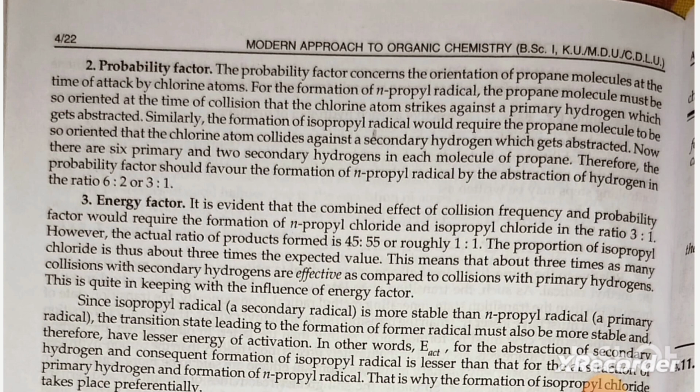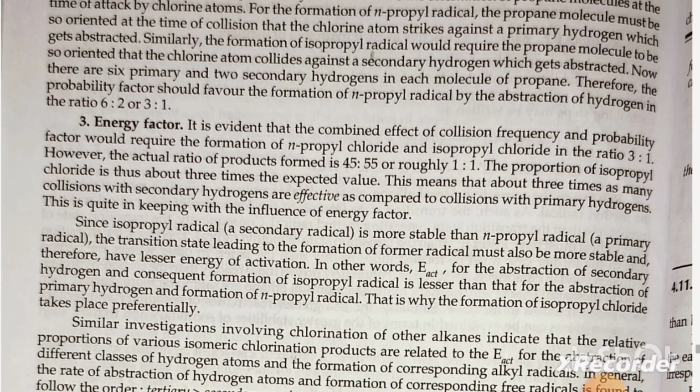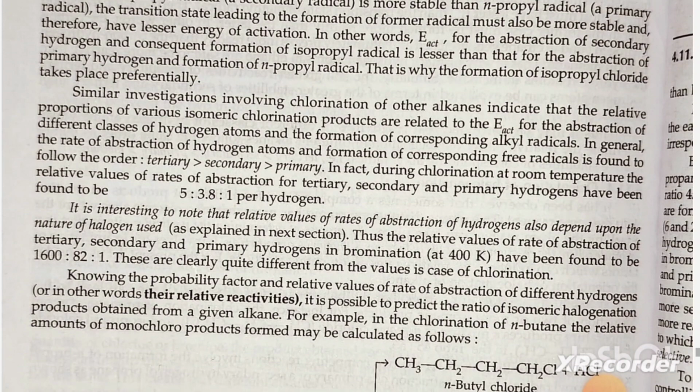Since isopropyl radical, a secondary radical, is more stable than n-propyl radical, a primary radical, the transition state leading to the formation of the former radical must also be more stable and therefore have lesser energy of activation. In other words, E activation for the abstraction of secondary hydrogen and consequent formation of isopropyl radical is lesser than for the abstraction of primary hydrogen and formation of n-propyl radical. That is why the formation of isopropyl chloride takes place preferentially.